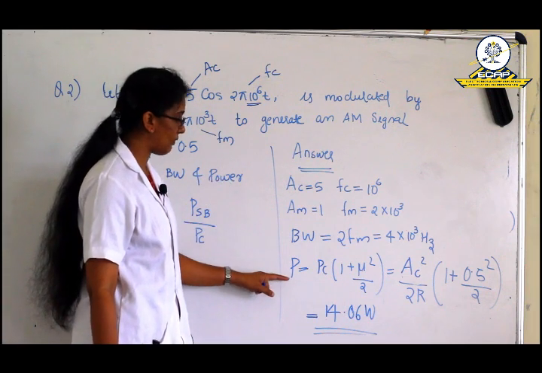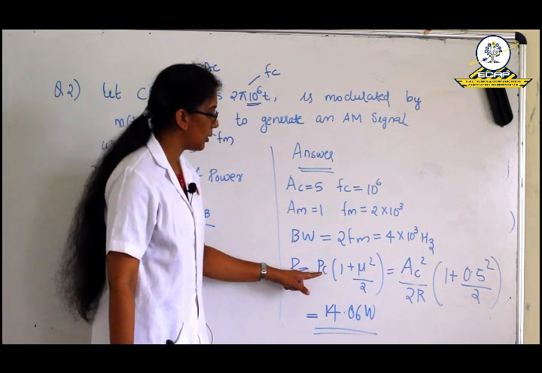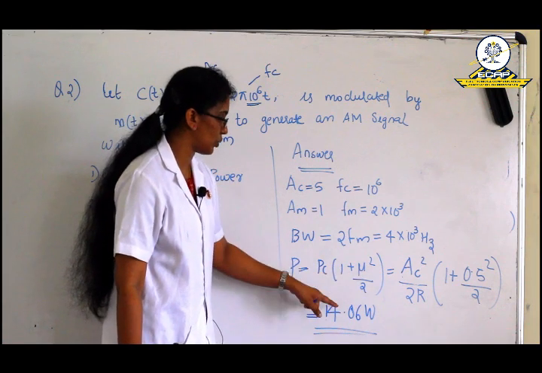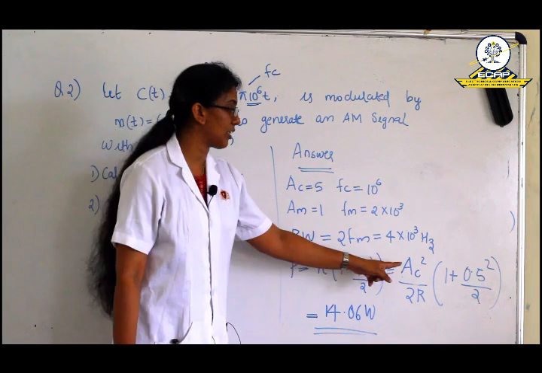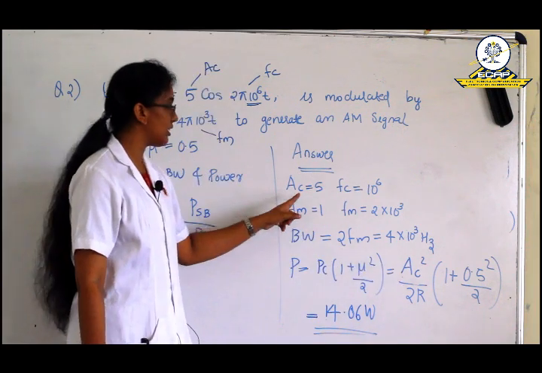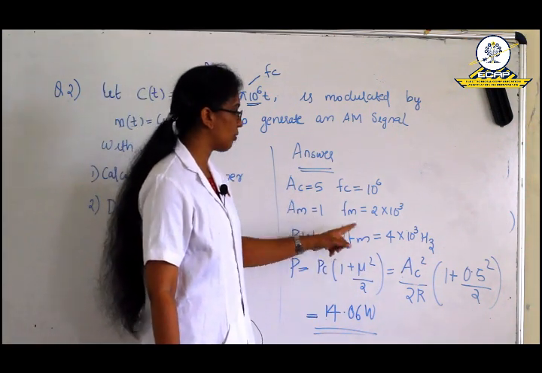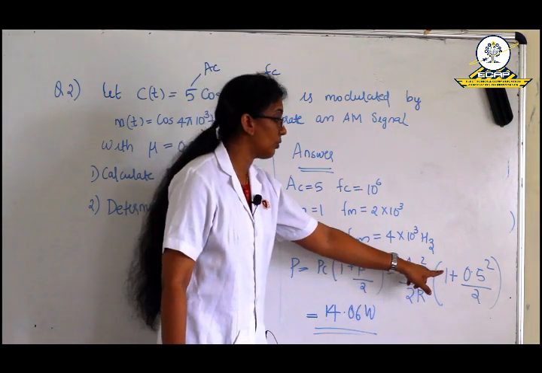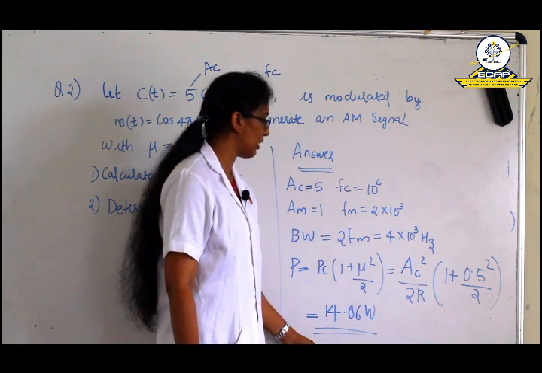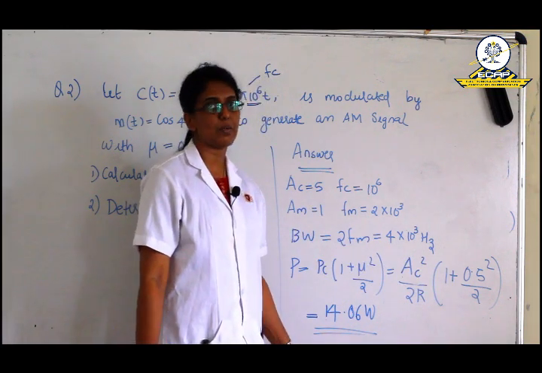Now going to the power calculation. Power is equal to Pc into 1 plus mu square by 2. In the earlier question we already discussed that Pc is equal to Ac square by 2R. Ac is equal to 5. Substituting 5 square by 2, take the value of R is equal to 1. We get into 1 plus 0.5 square by 2. We get 14.06 watts as power.